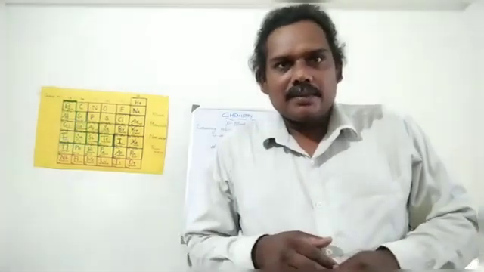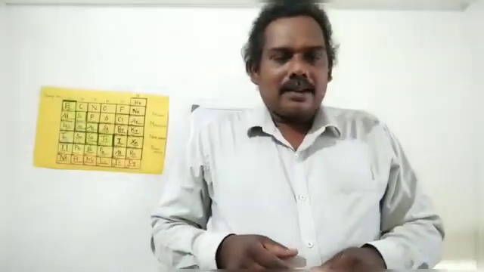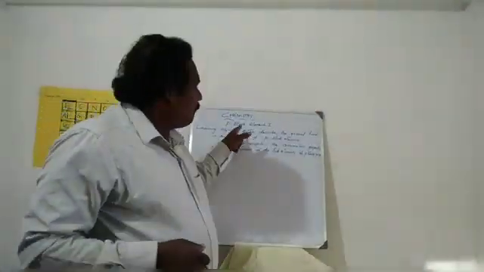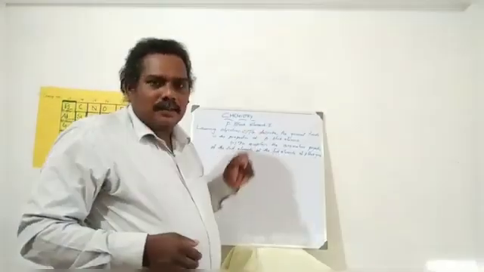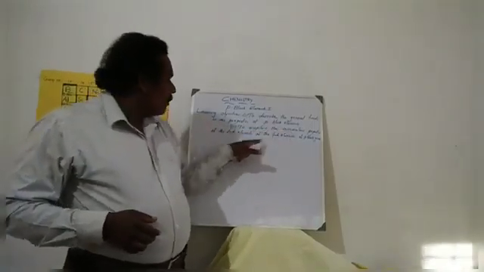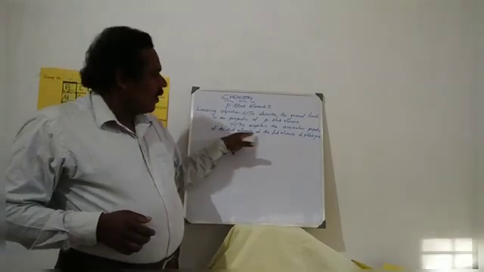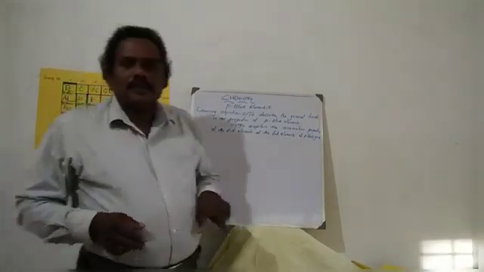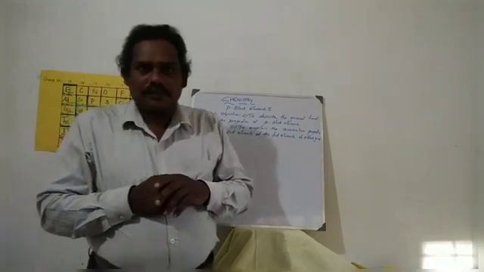Today our selected portion is P block element 1. This is the second lesson. Our learning objectives are to describe the general trends in the properties of P block elements, and to explain the anomalous property of the first element of the P block group. These are our two objectives.